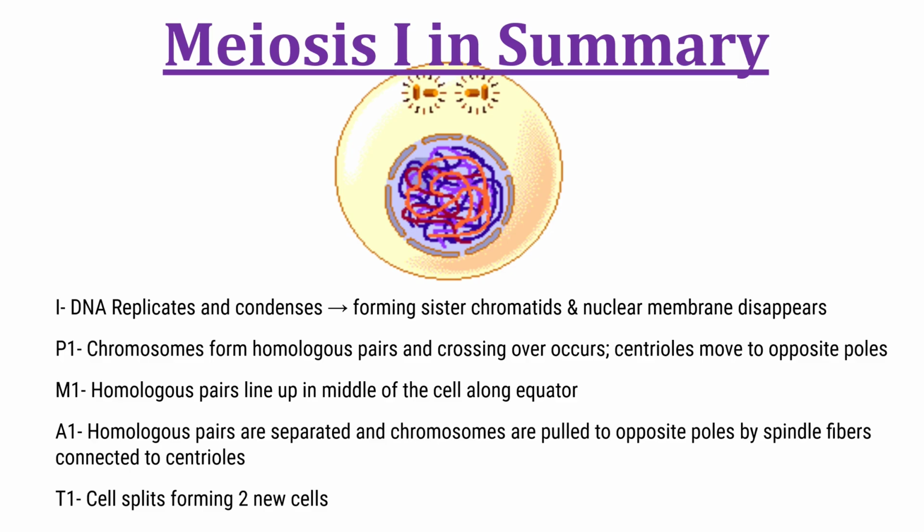And then in summary, in interphase 1, DNA replicates and condenses, it'll form sister chromatids, and the nuclear membrane will disappear. Prophase 1, chromosomes form homologous pairs and crossing over occurs, and centrioles move to opposite poles. Metaphase 1, homologous pairs will line up in the middle of the cell along the equator. Anaphase 1, homologous pairs will then separate and chromosomes are pulled to opposite sides by the spindle fibers connected to the centriole. Telophase 1, the cell will split, forming 2 new cells.